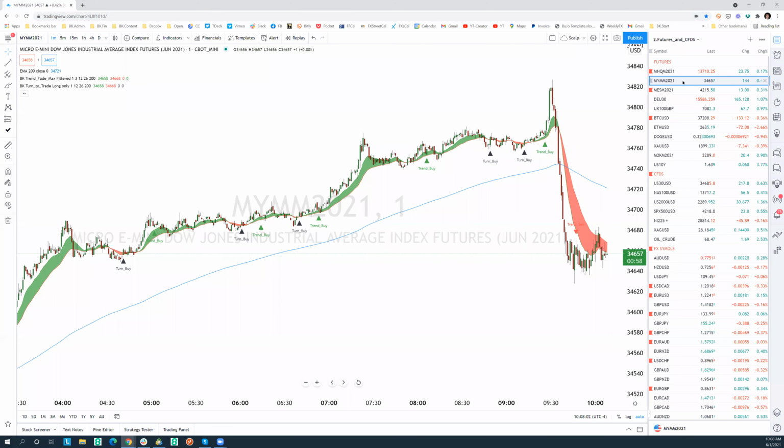So this is consolidating. Let's give it a couple more candles. Then I want to take you to the FX side of it and just show you how cool this is on the FX side as well.